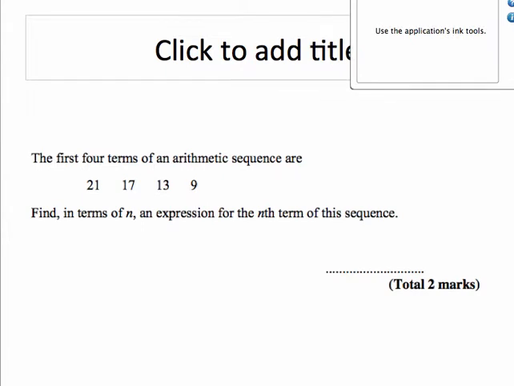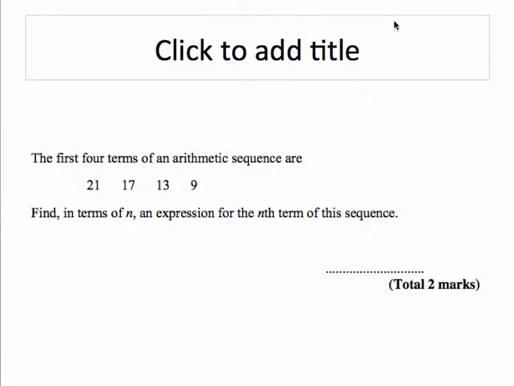Now, one of the things that our students often get caught out with is when faced with questions like this: 21, 17, 13, 9. These are the first four terms of an arithmetic sequence, and again we're asked to find an expression for the nth term of this sequence. But the thing about this one is that this time we are decreasing. So we are going -4, -4, -4, but the same rules apply.